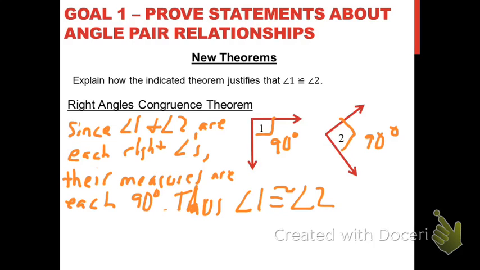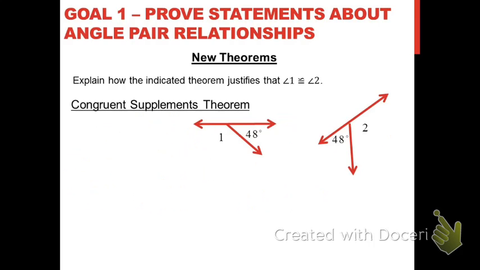Here's another picture where angle 1 and angle 2 are congruent to one another. And I want you to use a theorem, in this case the congruent supplements theorem, to determine why they're congruent to one another. Again, hopefully you've got your textbook in front of you, and I'd like you to read that theorem and then try to justify this statement. All right, or look it up online. I'll give you a moment.